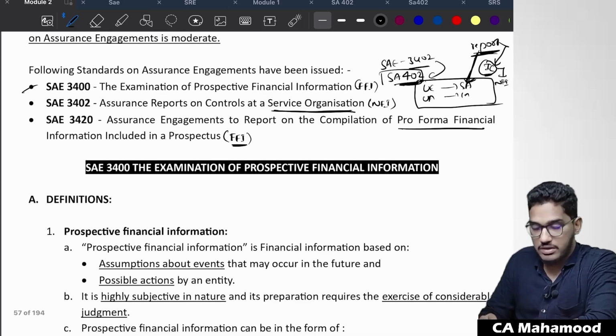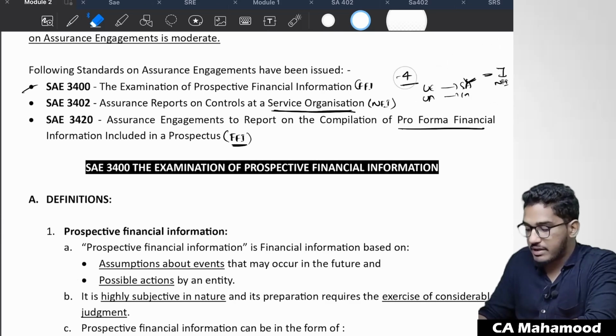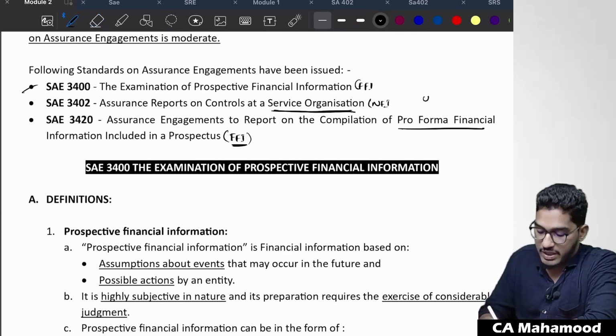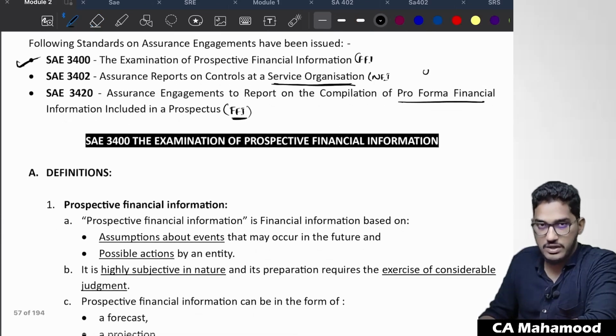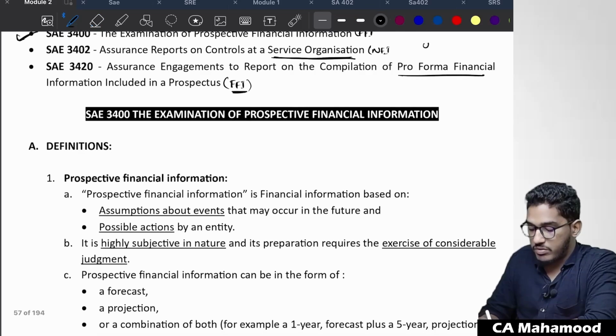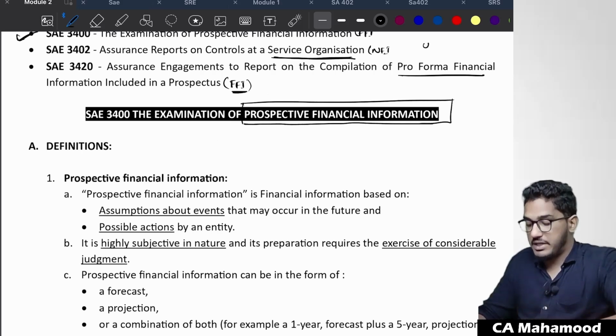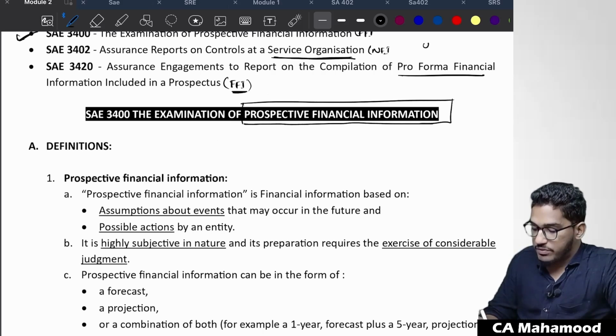Clear? So shall we start? Shall we go ahead and take up one standard for our discussion? Yes. Which standard will we take up for our discussion? We are going to take up SAE 3400 first, which is talking about the examination of prospective financial information. So let us try to first understand.